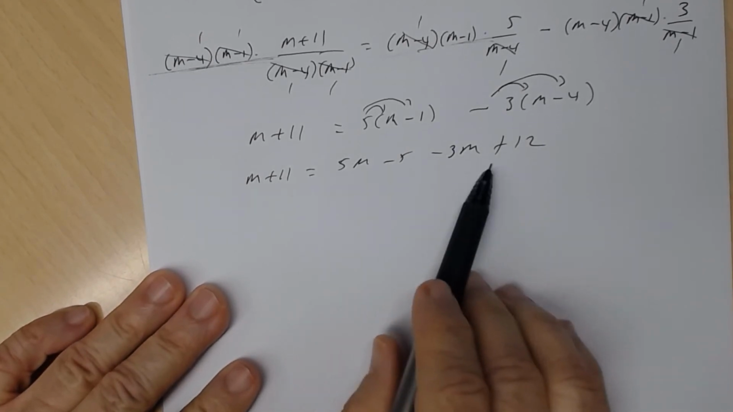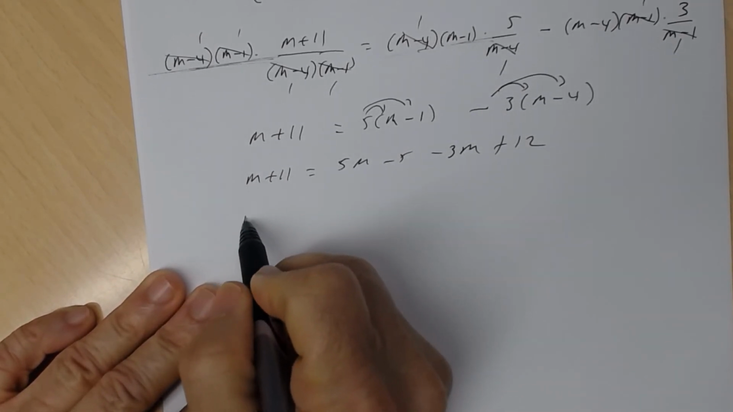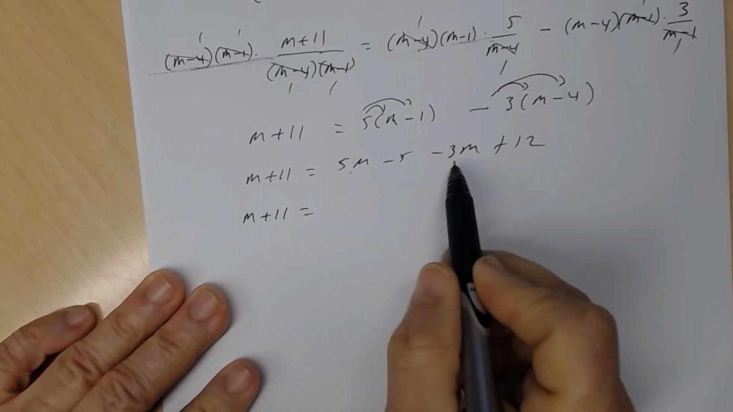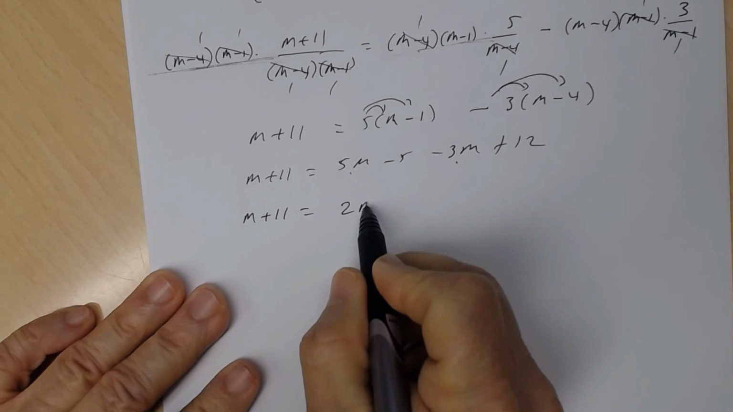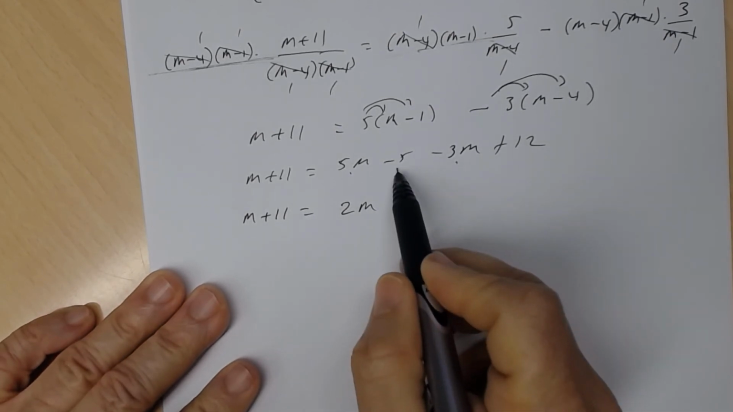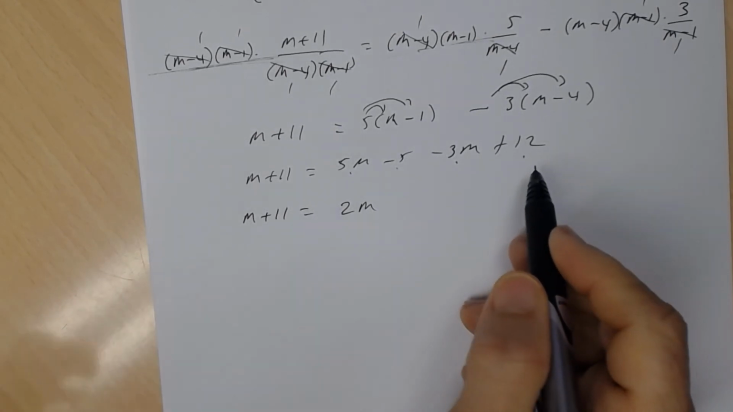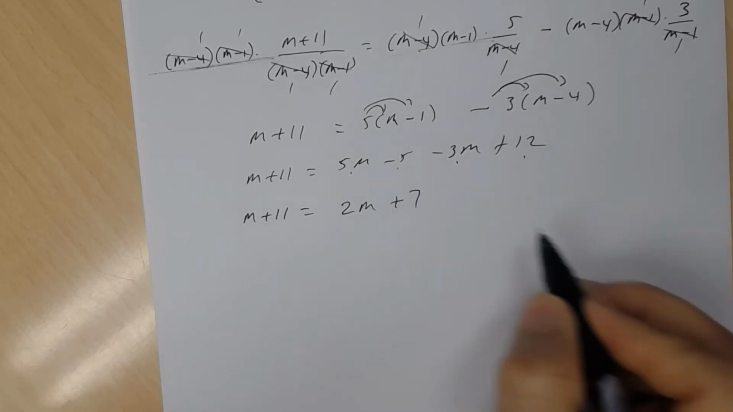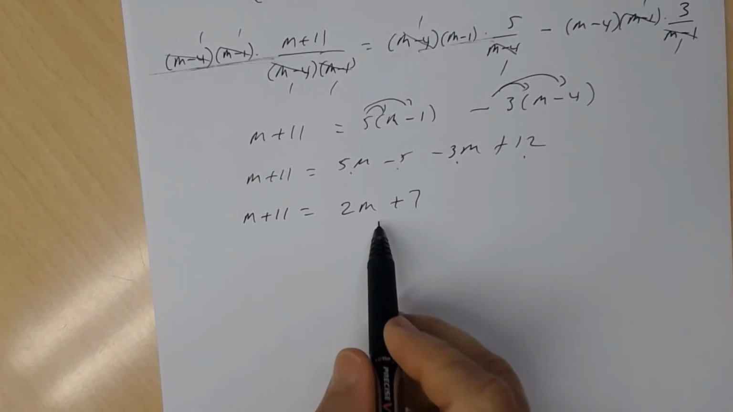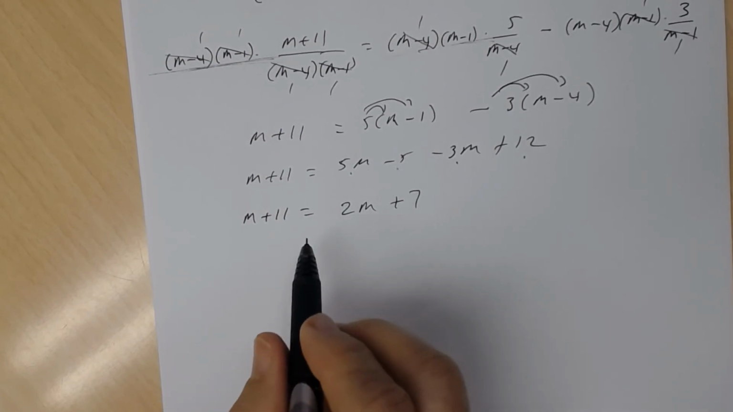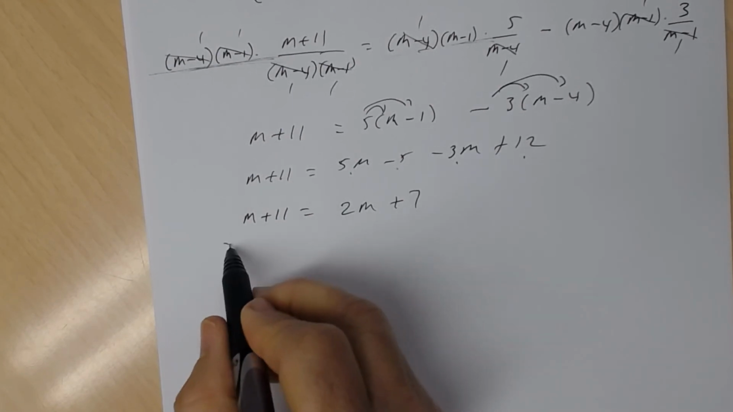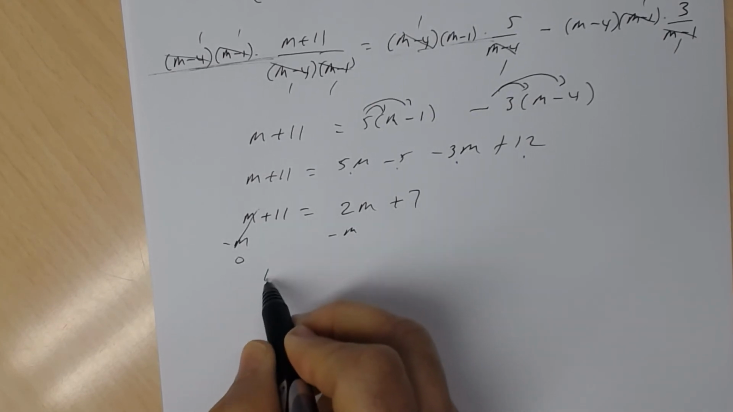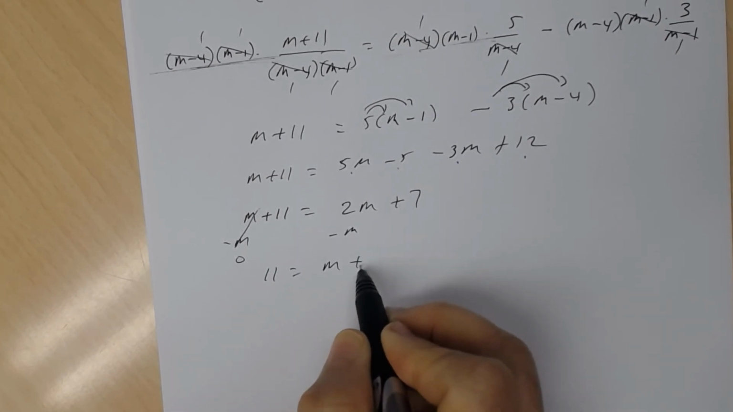Okay, let's combine like terms on this side. So over here I get m plus 11 equal. Okay, 5m minus 3m is 2m. A negative 5 and a positive 12 is a positive 7. So I'm going to bring the variables to one side, constants to the other. Remember, that's how you solve a linear equation. So I'm going to subtract m from both sides. Combine like terms, this is 0, so I get 11 equal m plus 7.